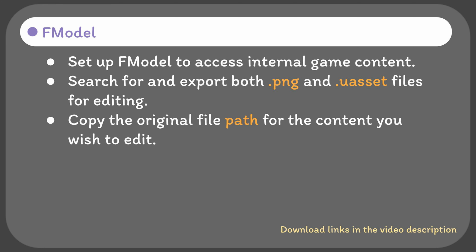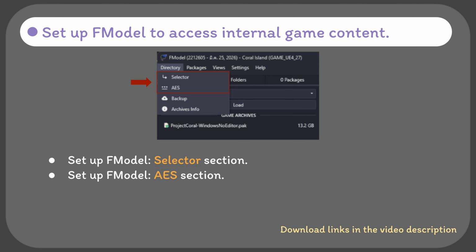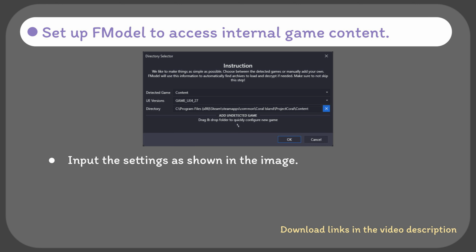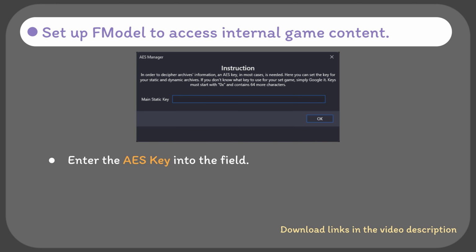Now, let's set up Fmodel. You only need to do this once. Go to Directory Selector at the top and set it to your game's installation folder. If you used the default Steam path, you can follow my example here. Next, open the AES menu and paste your key. If the .pack icons turn green, you're good to go.